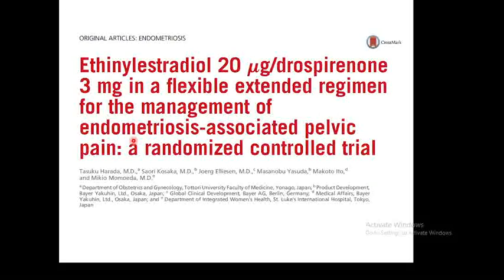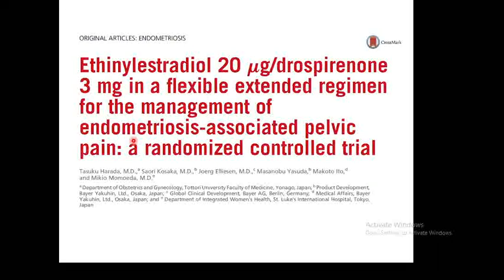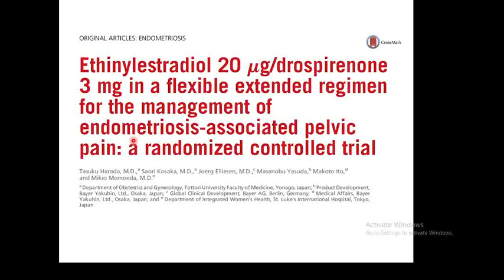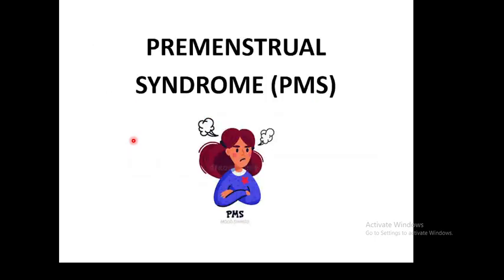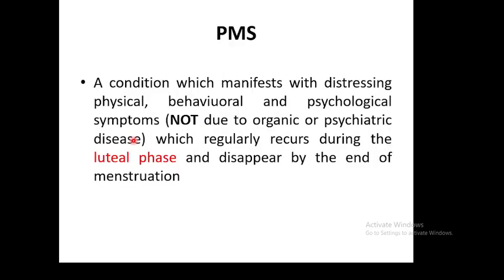This is the evidence for COCP or the fourth generation progesterone containing combined oral contraceptive pills for pain associated with endometriosis. There is significant reduction in endometriosis associated pain, and it also improved other complications of endometriosis like endometriomas or chocolate cyst formation. What is the place of fourth generation progesterones in PMS?